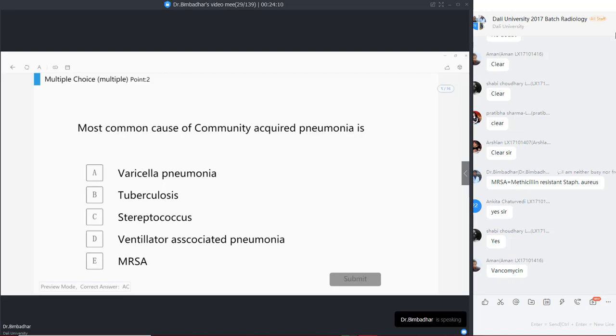Okay, Aman, yes, you are correct. MRSA is treated by vancomycin. But there is also another complication, which is called VRSA. VRSA is nothing but vancomycin-resistant Staph aureus as well.